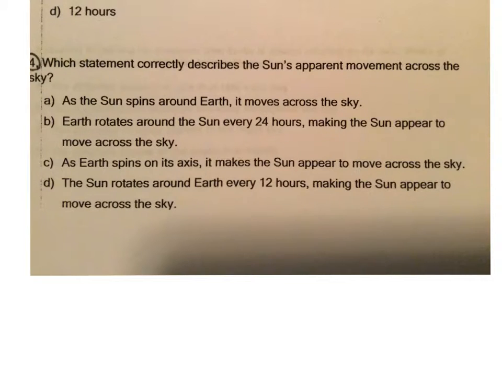A. As the sun spins around the Earth, it moves across the sky. B. Earth rotates around the sun every 24 hours, making the sun appear to move across the sky. C. As Earth spins on its axis, it makes the sun appear to move across the sky. Or D. The sun rotates around Earth every 12 hours, making the sun appear to move across the sky.